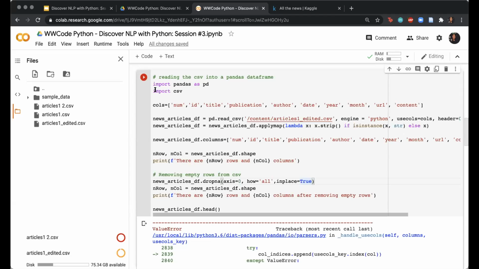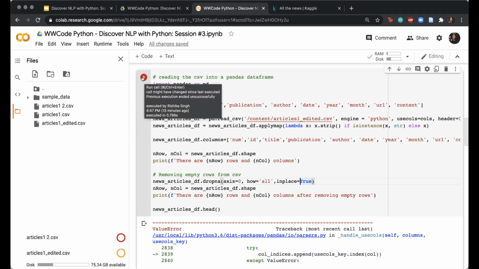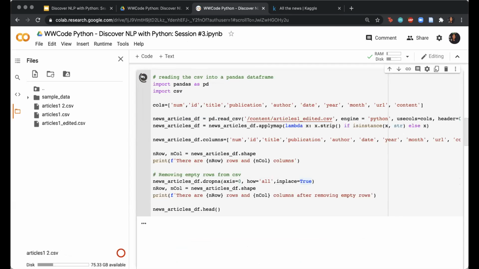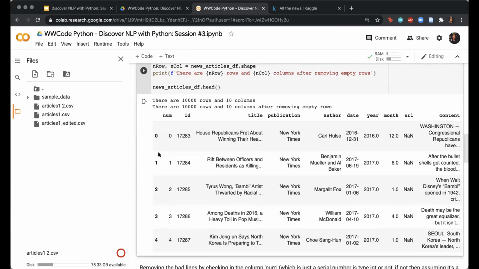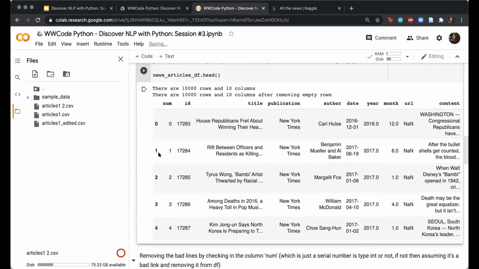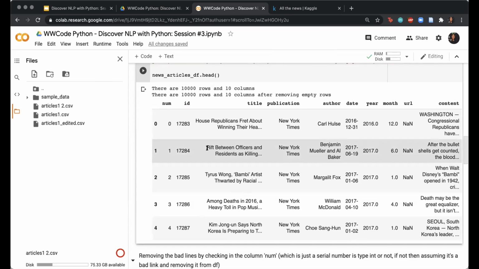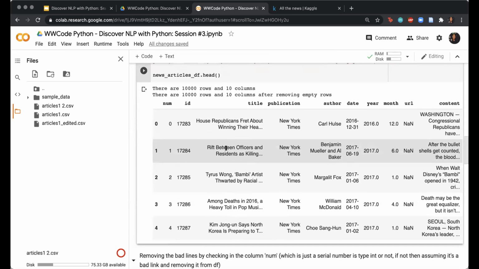So when we run this cell, we see how many rows and columns we have. There are 10,000 rows and 10 columns. And this is how the data frame of the data set looks like. So there are these columns, which are num, ID, title, publication, author, date, year, month, URL, and content.